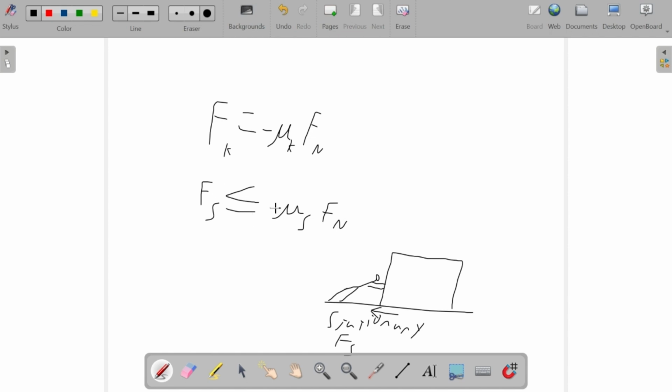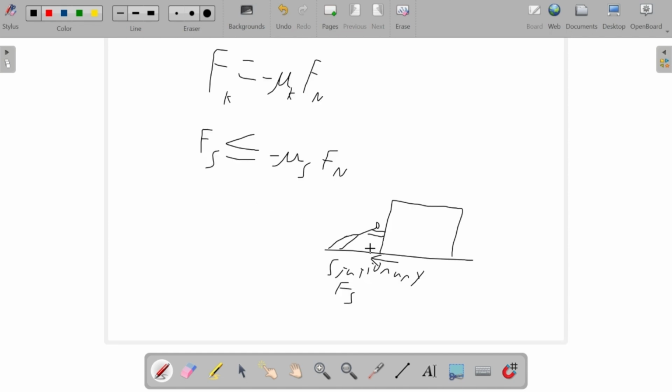Now you also notice that Fs is less than or equal to mu s Fn. That's because static friction is intelligent. What do I mean by that? I mean it's only as high as it needs to be.